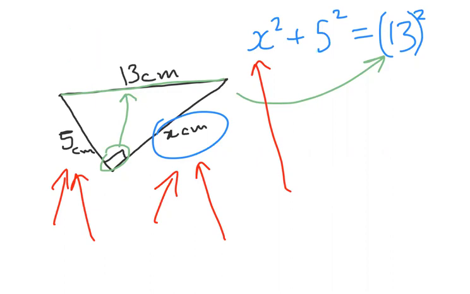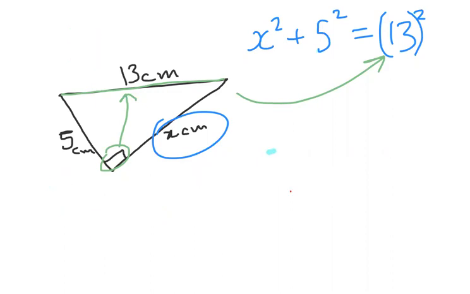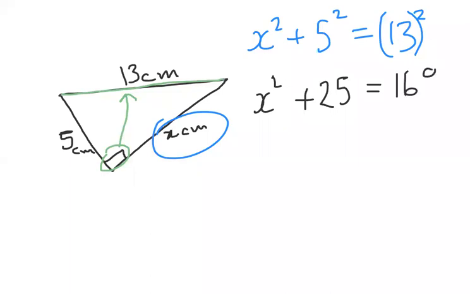All right, now it's just simple maths to do it. x squared, leave that for now. 5 squared, that's 5 times 5 is 25. 13 squared, 13 times 13 is 169. Keep the x squared over here and take the 25 to the right-hand side.